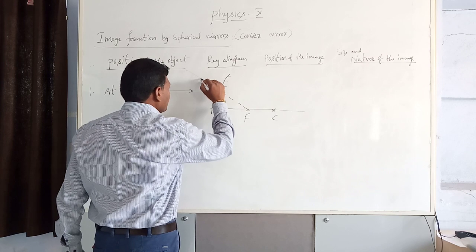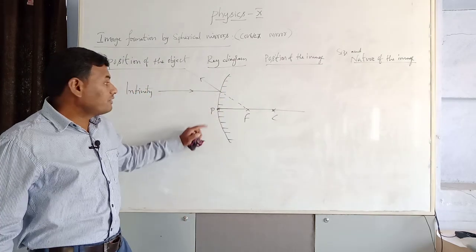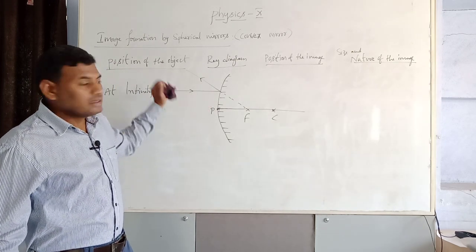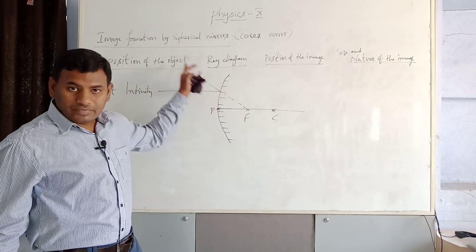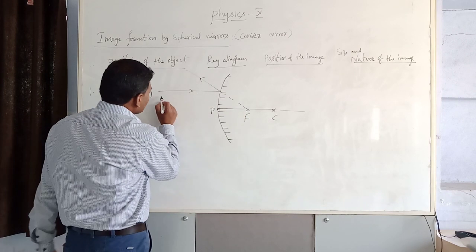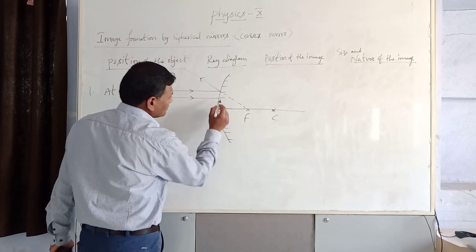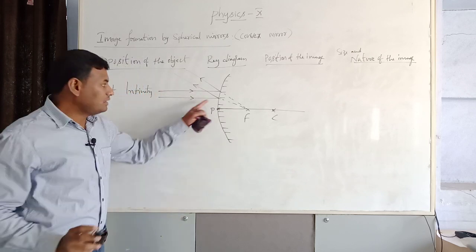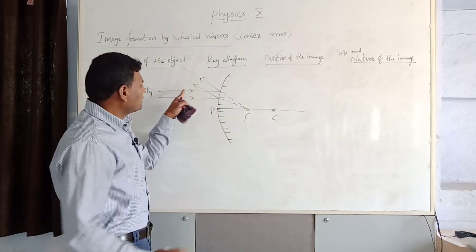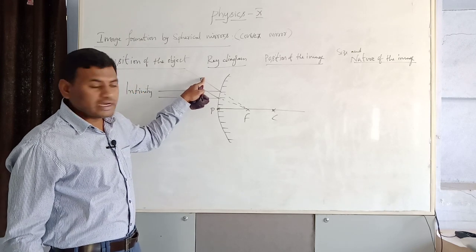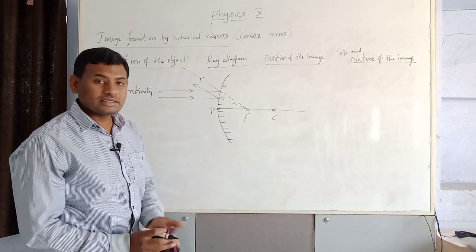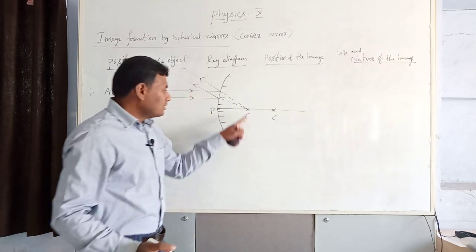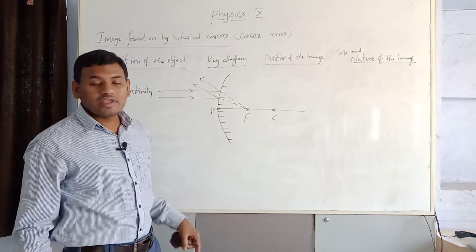So they diverge away. That is the reason why we call the convex mirror a diverging mirror, because when the light falls on the convex mirror, it diverges away, but it appears to be coming from the principal focus. So let us consider another ray. These two are incident rays and these two are reflected rays. When we extend these reflected rays, they intersect at a point. That point we call the principal focus. So the image will be formed at the principal focus and the image is point sized.